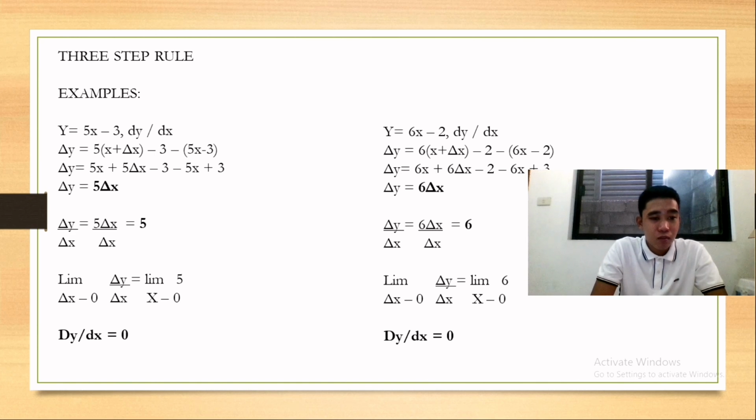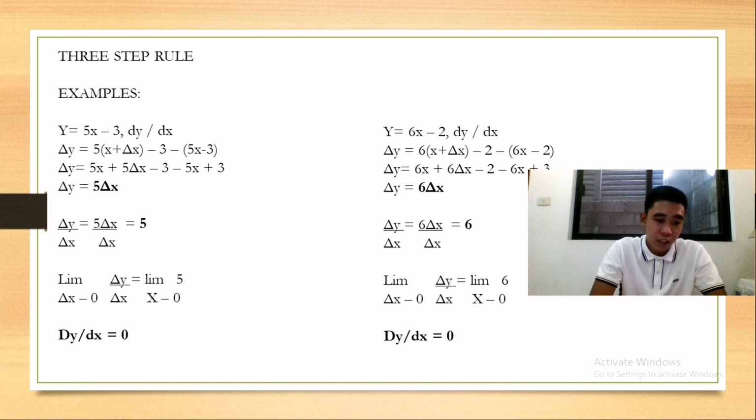Example: y equals 5x minus 3, find dy over dx. Delta y equals 5 times x plus delta x minus 3, minus 5x minus 3, equals 5x plus 5 delta x minus 3 minus 5x plus 3. So the answer is 5 delta x. Divide 5 delta x by delta x, and the answer is 5. Then the limit of delta y over delta x equals the limit of 5 as delta x approaches 0.